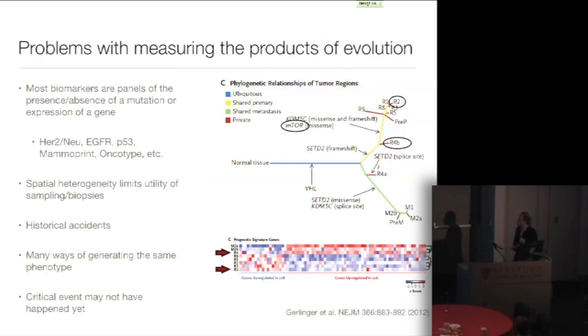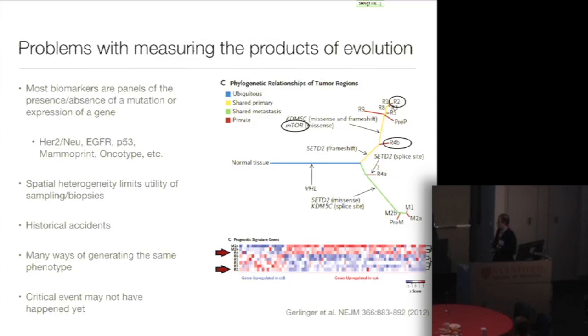So a lot of the biomarkers in cancer have been based on measuring the products of this stochastic evolutionary process. And there's a lot of problems with that. So we can make panels of various mutations or proteins that may come up. But so far the evidence is that these tumors, of course, are spatially heterogeneous. So where you take your sample may not hit the relevant clone that determines the future of that tumor.